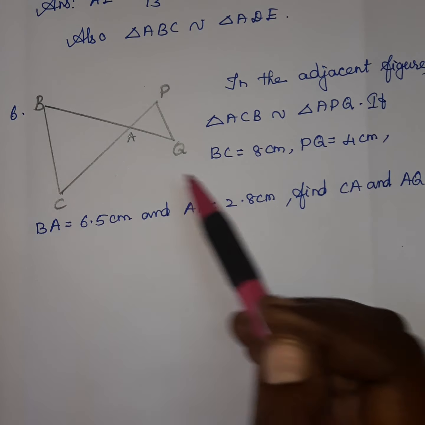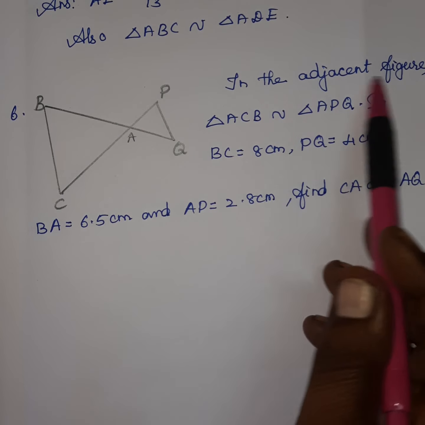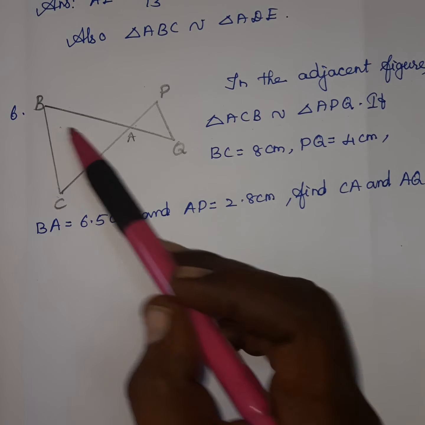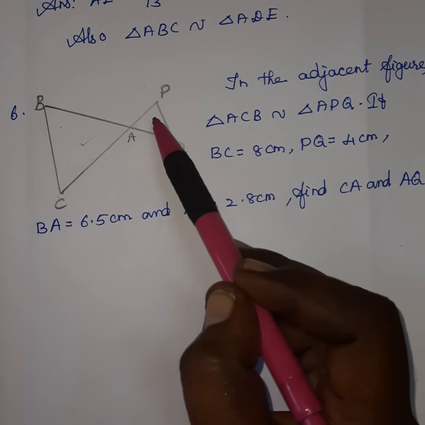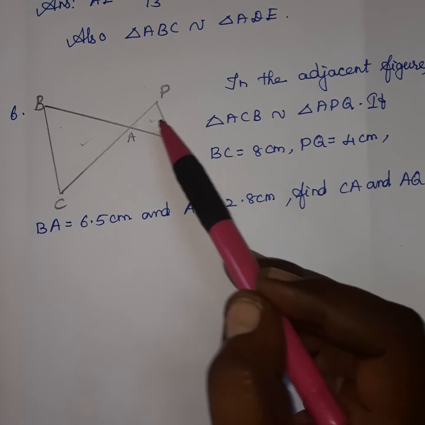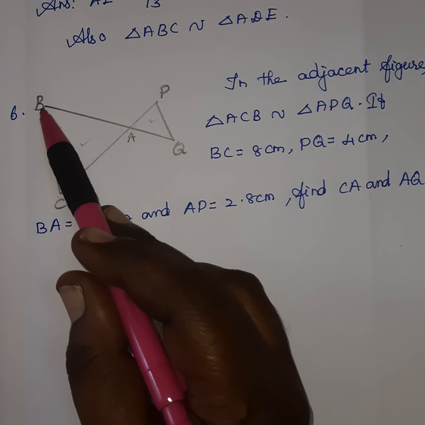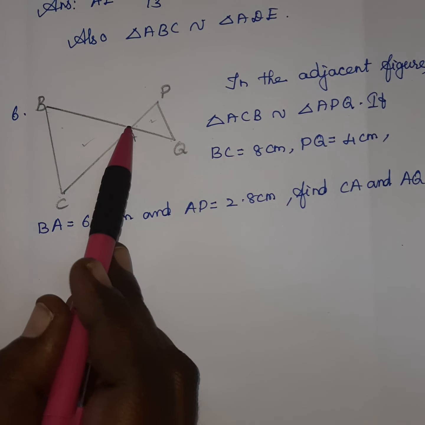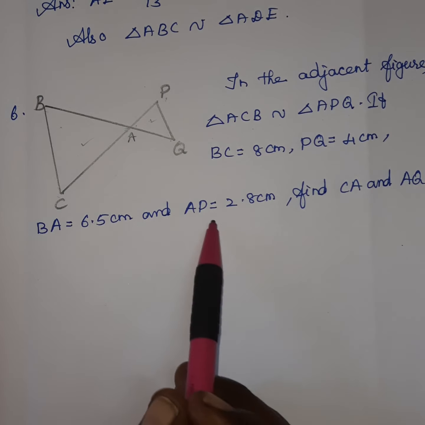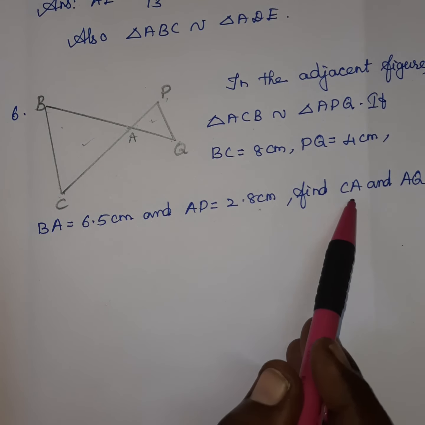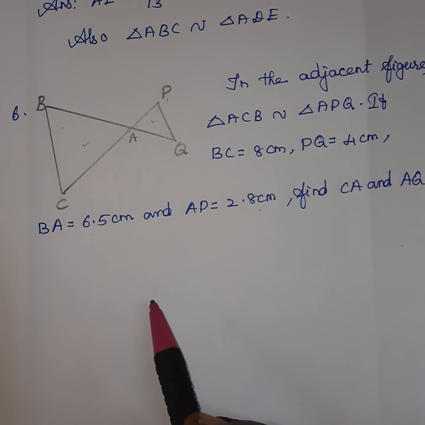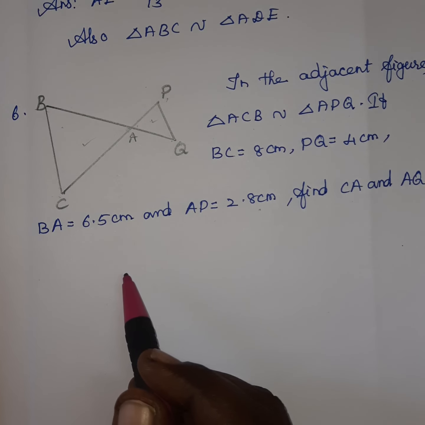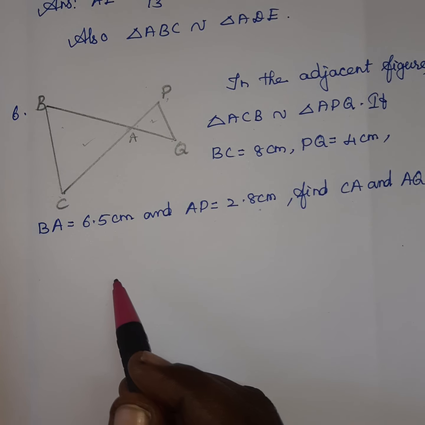Let us continue the sixth question. One diagram is given. In the adjacent figure, triangle ACB is similar to triangle APQ. So this triangle is similar to APQ, this small triangle. If BC equal to 8 centimeter and PQ equal to 4 centimeter, BA equal to 6.5 centimeter, AP equal to 2.8 centimeter, find CA and AQ. Okay, so in both triangles they gave 4 sides. The remaining 2 sides we need to find out.